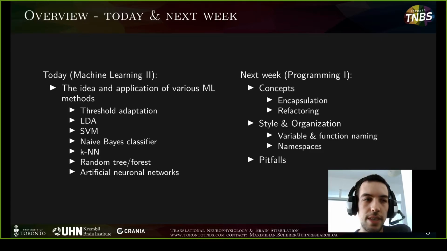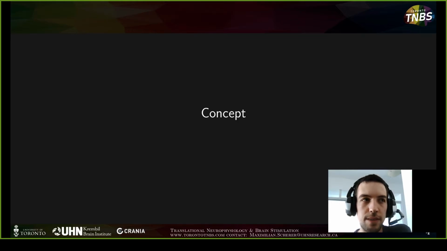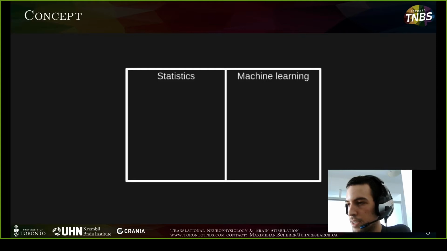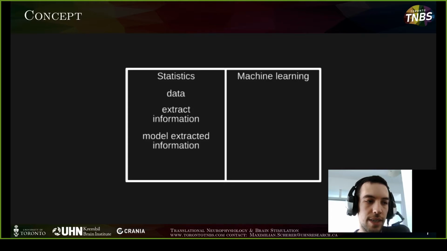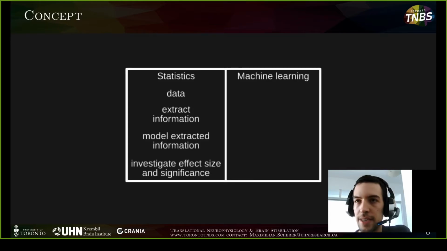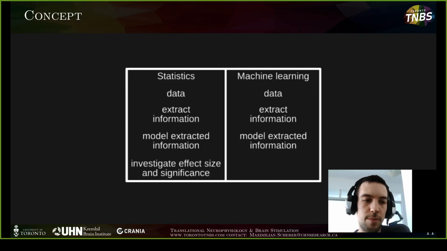First I wanted to start with a little comparison of the idea of machine learning and statistics, which could have fit nicely into last week's session, but I just thought we would include it in this session. In statistics, we usually collect our data, we extract information, model that extracted information, and then we derive some effect size and significance estimation based off of that. And in machine learning, interestingly, we basically do the same. We acquire data, extract information, and then we model that extracted information. But in this case, we are trying to predict the properties of new data points.